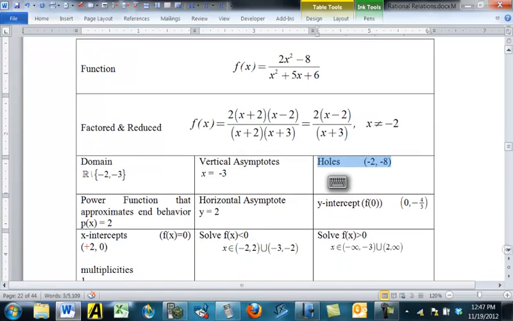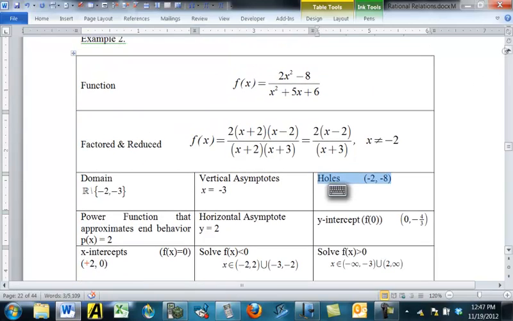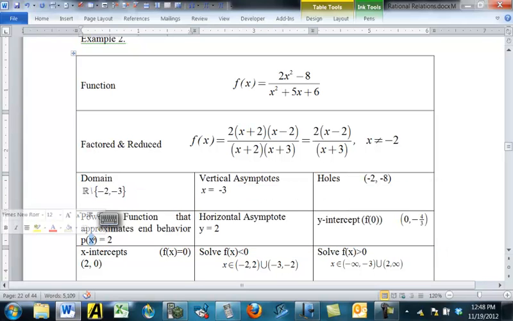Okay. What about the end behavior? Well, there's a power function that would approximate the end behavior, and you just take the first term over the first term here. 2x squared over x squared, which reduces to just 2. Okay, so y equals 2 is a constant function, so that says that y equals 2 is a horizontal asymptote.